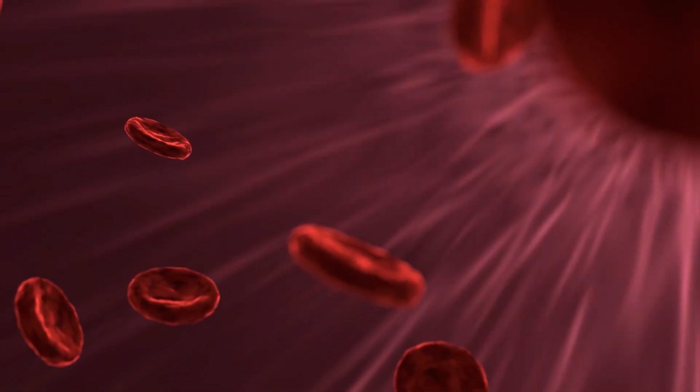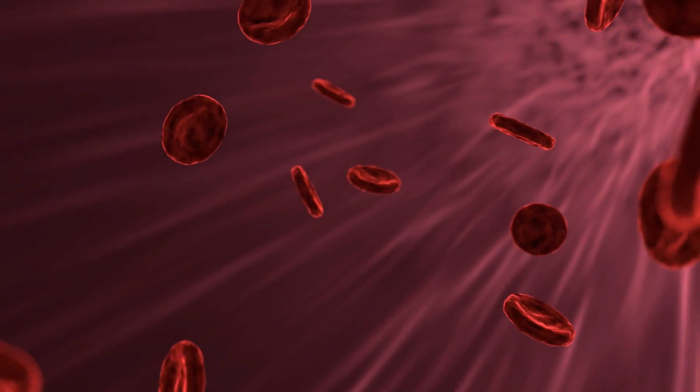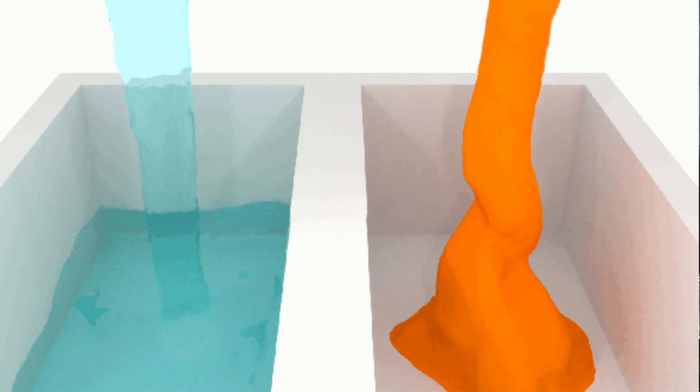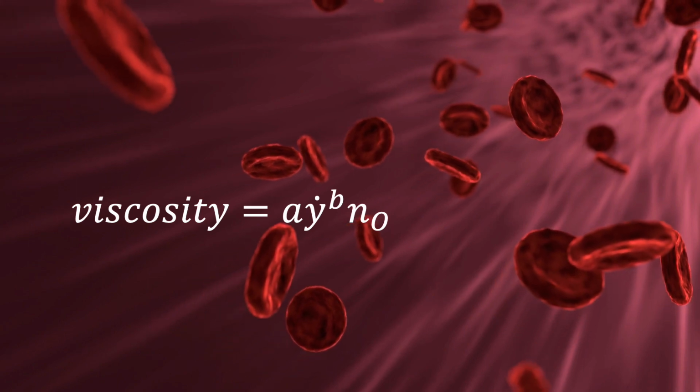Now let's talk about the viscosity of our blood. I know viscosity is a big word, but it basically describes the thickness of a liquid. Water has a lower viscosity than the orange liquid shown here. Here's the formula for viscosity.